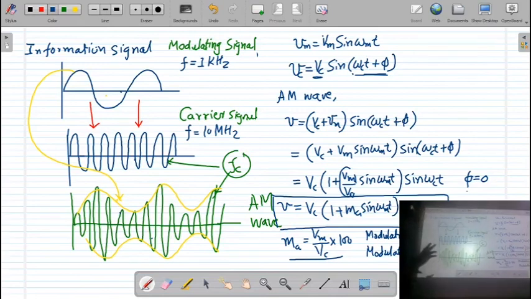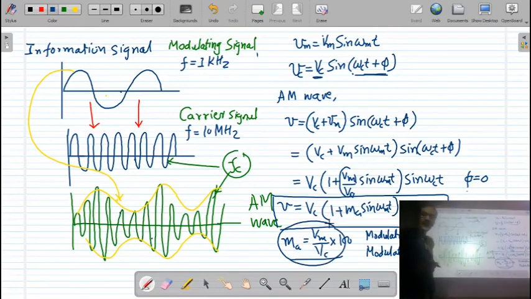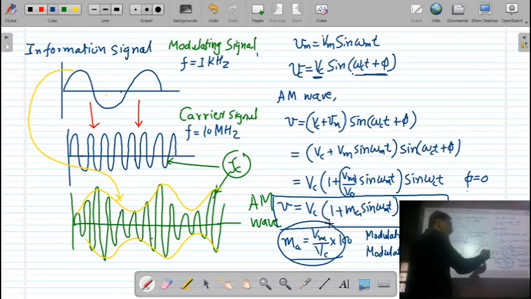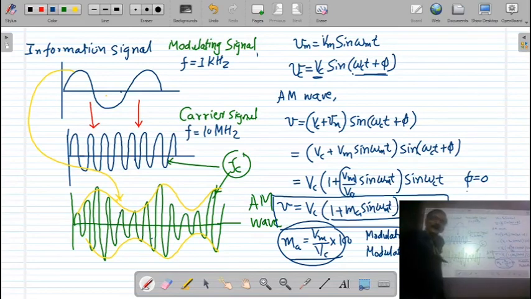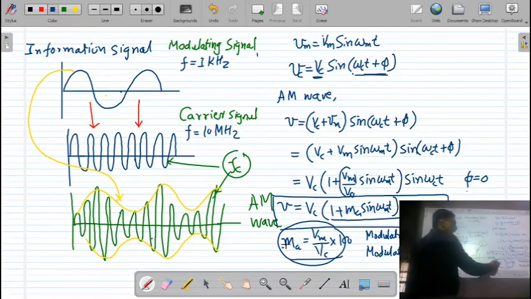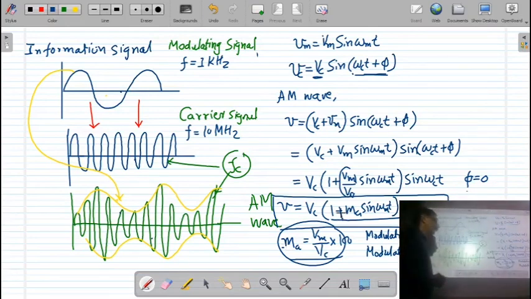Now in the next lecture, we will see how to measure this modulation index, because it is very important. We will also expand this equation and you will find a number of terms, and those terms are also very important in the communication process. So next lecture we will see about the modulation index as well as the side bands produced in amplitude modulation.